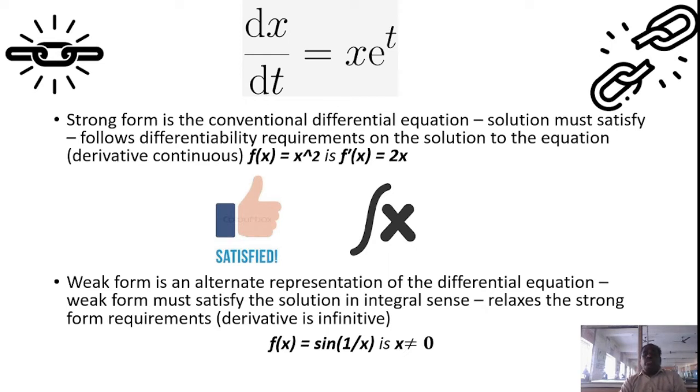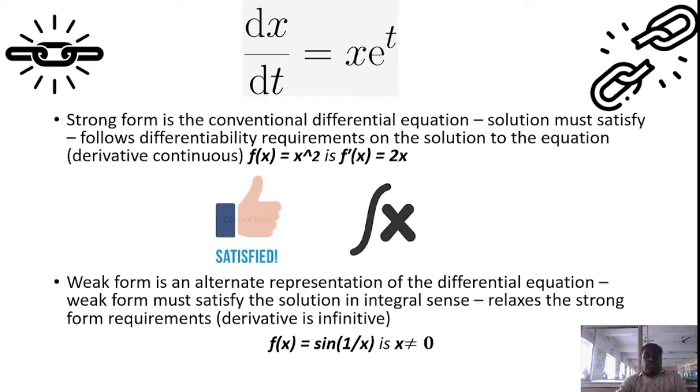Here you see f of x is equal to sine of 1 by x. Here x should not be 0. For example, if I substitute 0 for x, I get sine of infinity, because 1 by 0 is infinity. So the derivative is infinite and I can't get the exact solution. These kinds of equations are known as weak form.